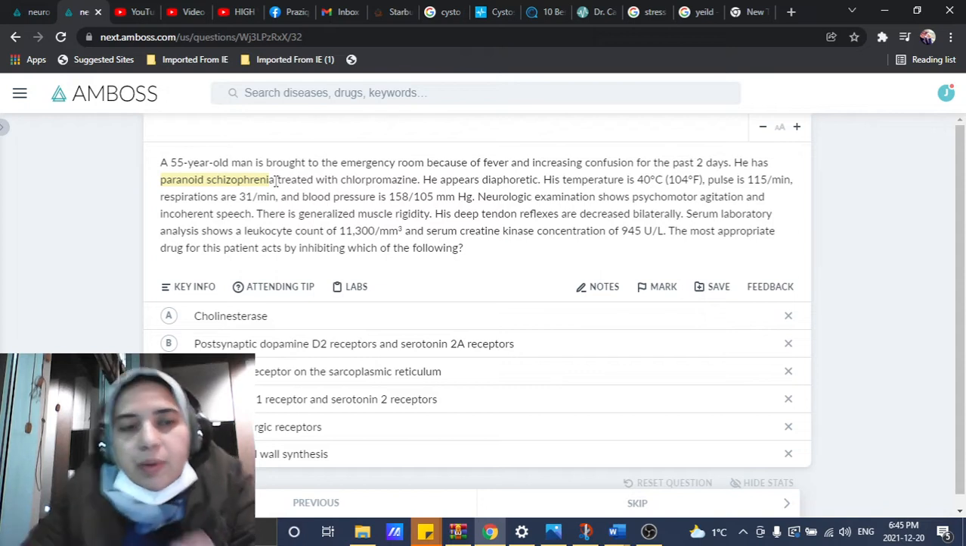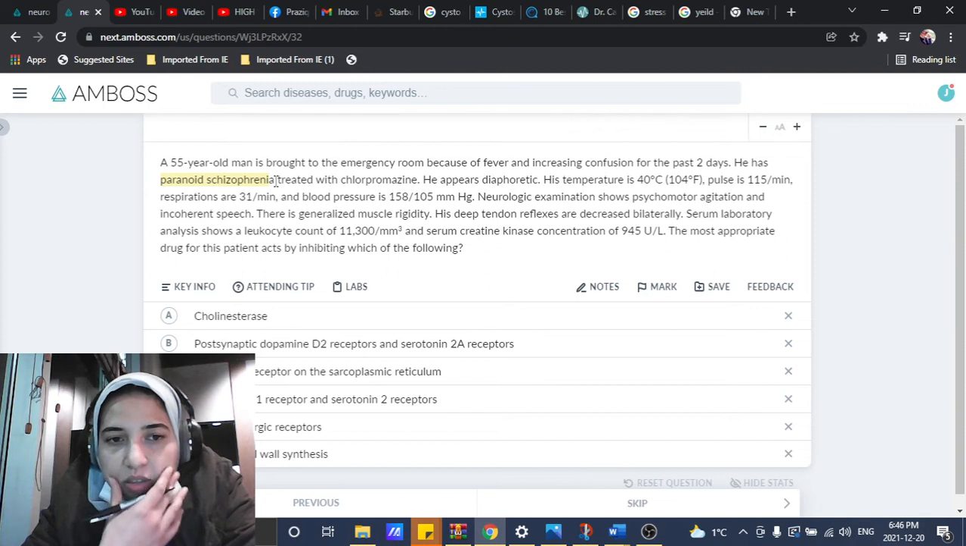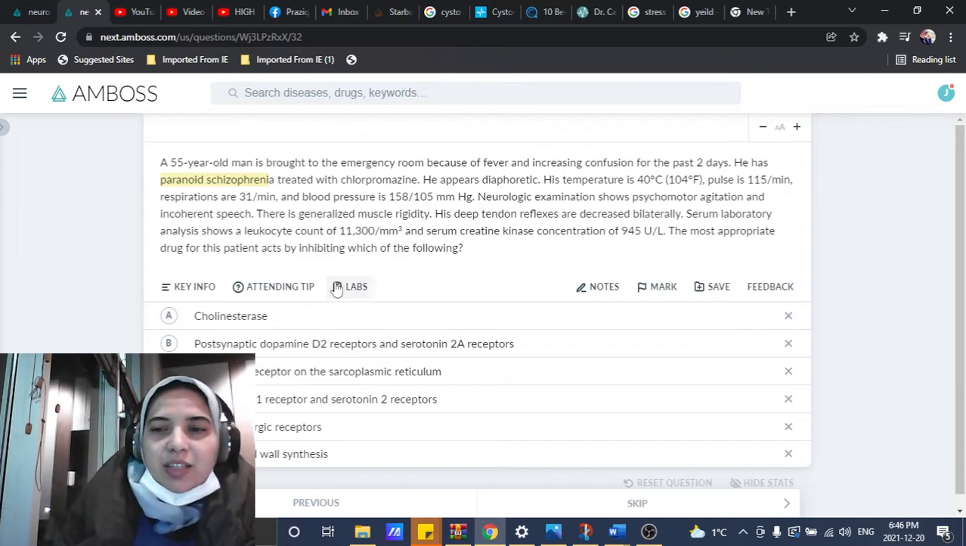Anyway, this patient is a paranoid schizophrenic, so he's on antipsychotic medication, and all I'm seeing right now is high blood pressure, increased respiratory rate, increased pulse, and he has fever. So I'm thinking of neuroleptic malignant syndrome. But I forgot the pathophysiology of neuroleptic malignant syndrome. So let's just cancel out the options.